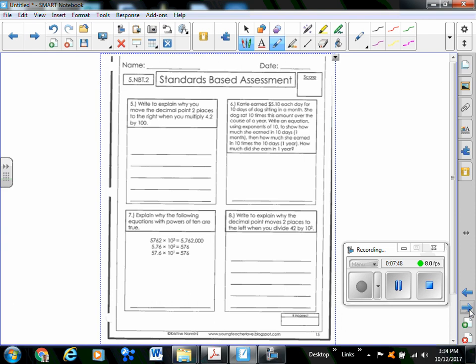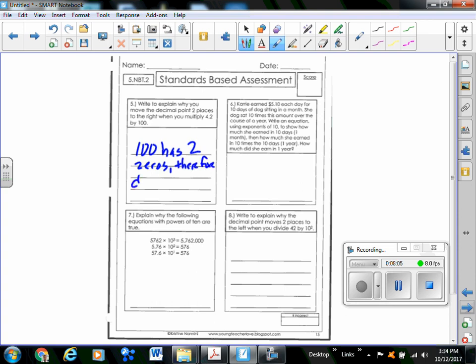Write to explain why you move the decimal point 2 places to the right when you multiply 4 and 2/10 by 100. 100 has 2 zeros. Therefore, the decimal moves 2 places. Number 6.